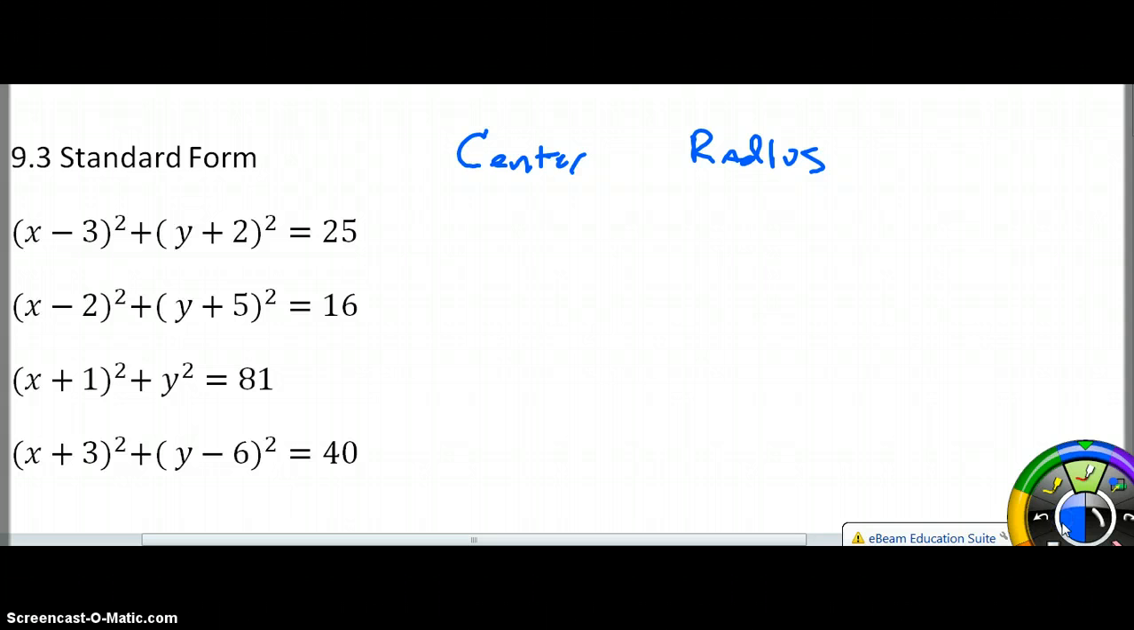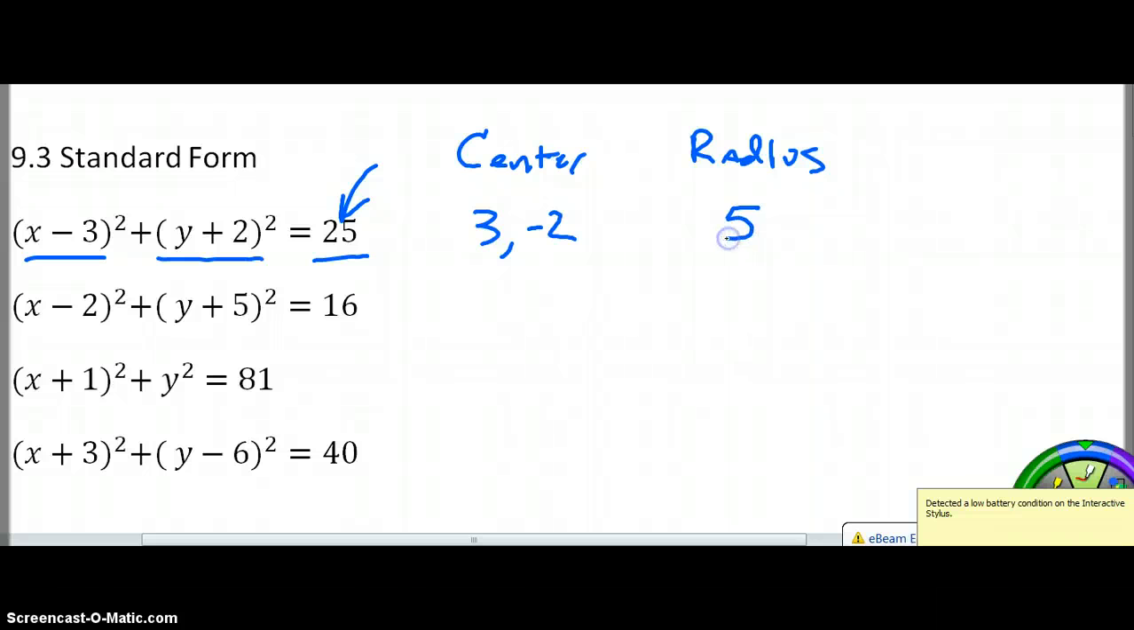What I want you to remember is that when we have a circle, we have an x squared and a y squared equal to some radius squared. So in number one, the center is (3, -2) with a radius of the square root of 25, which is 5.